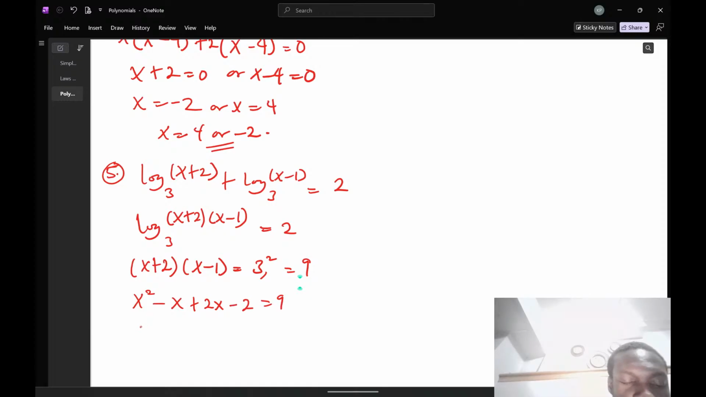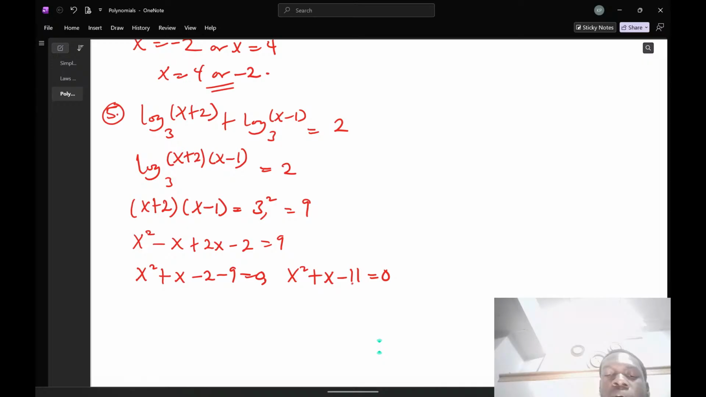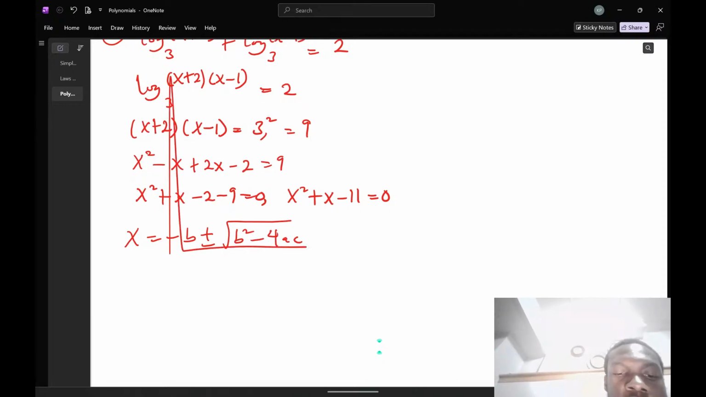Okay, so let's collect the like terms. So x squared, minus x plus 2x is plus x. Minus 2 minus 9 equals to 0. So we have x squared plus x minus 11 is equals to 0. So looking at the fact that we know that 11 is a prime number, there's a possibility that we cannot get two numbers that will multiply to get minus 11x squared. So in this case, I'm going to solve it by quadratic formula. So we know that the quadratic formula is x is equals to minus b plus or minus root b squared minus 4ac all over 2a.